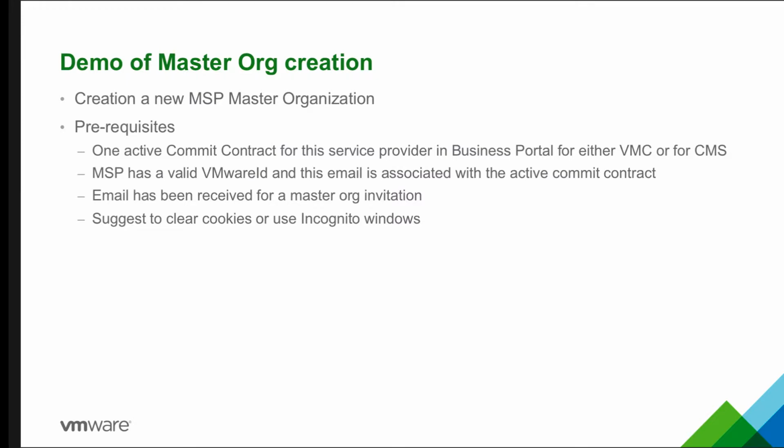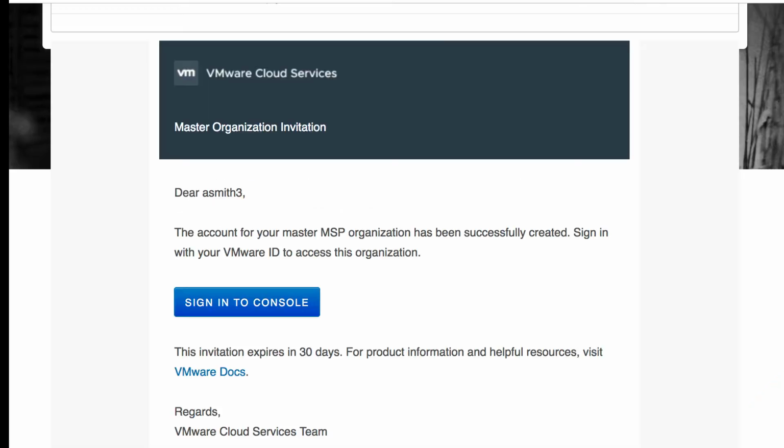An email has been received for a master organization invitation. Adam signed the first commit contract for VMware Log Intelligence, which is a CMS commit contract. Once your contract goes active, you receive an invitation email in your inbox from VMware Cloud Services, using which you will log into VMware Cloud Service portal. The invitation shows to expire in 30 days. It has been extended to 90 days.